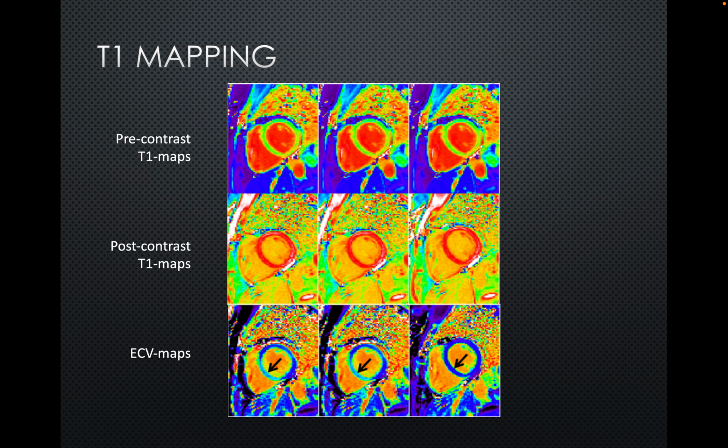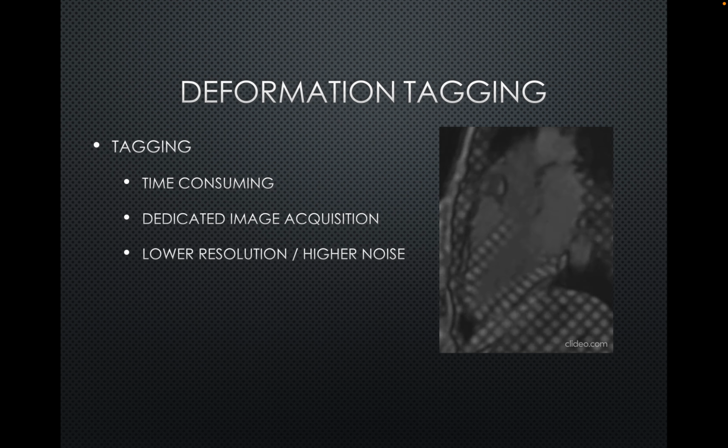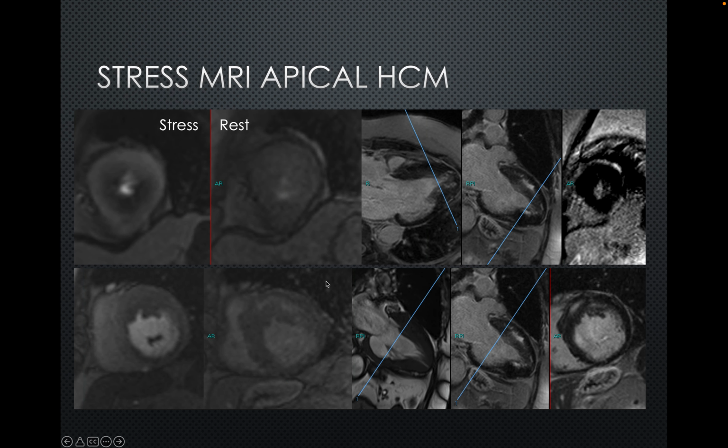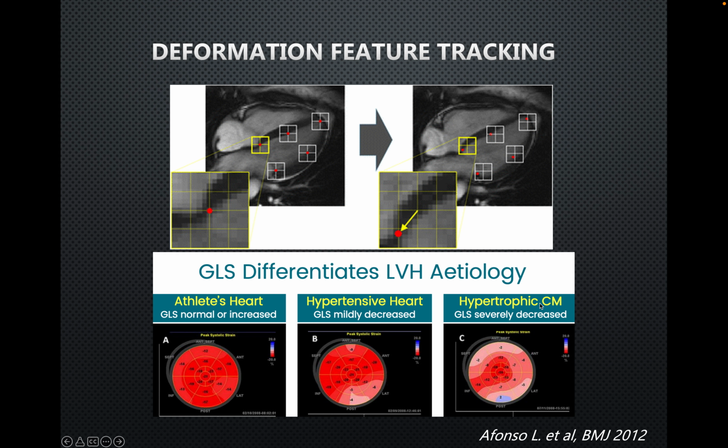Of course, T1 maps, as you may all know, measure the extracellular volume, and tagging measures the deformation of the heart. But now there is feature tracking deformation, which detects the movement of the pixels in order to measure the global systolic function, and this may help to differentiate between HCM and the different differential diagnoses. This is now coming in MRI and is under research for MRI applications.